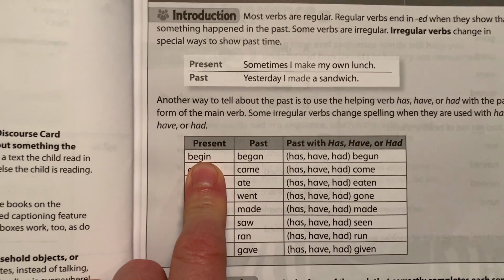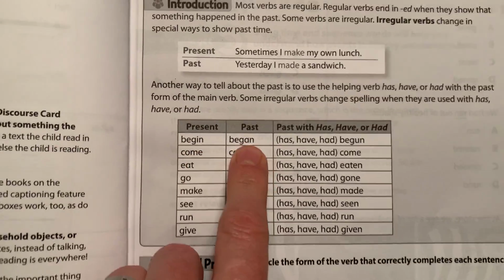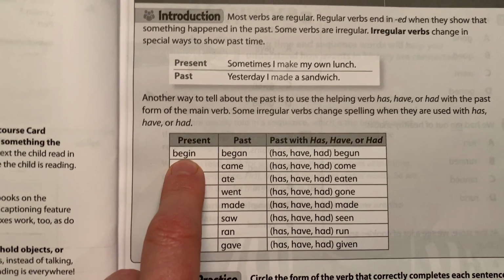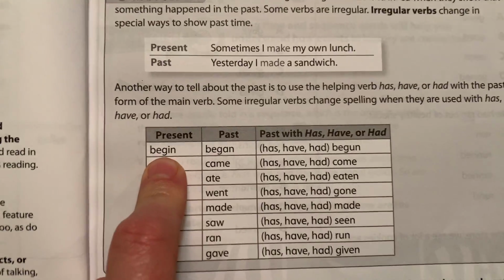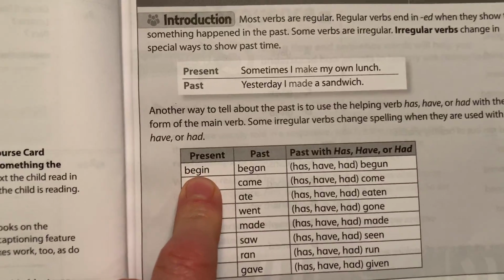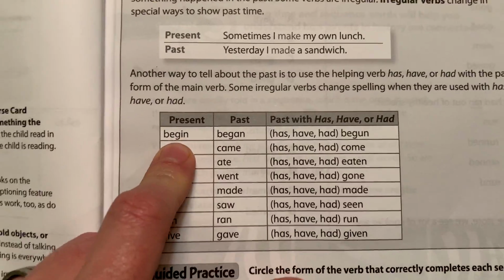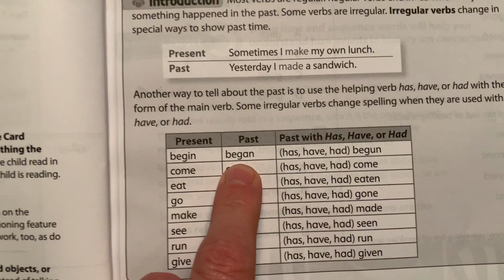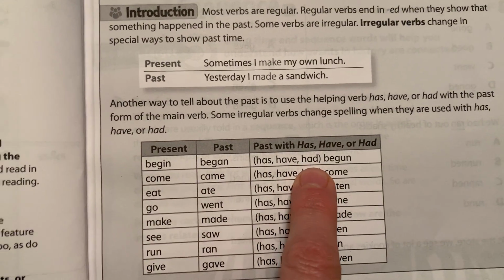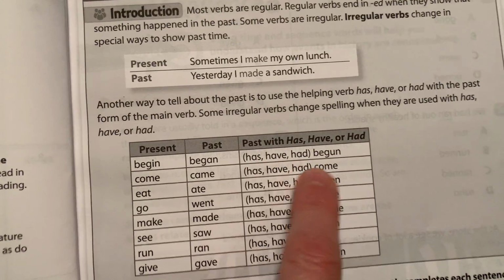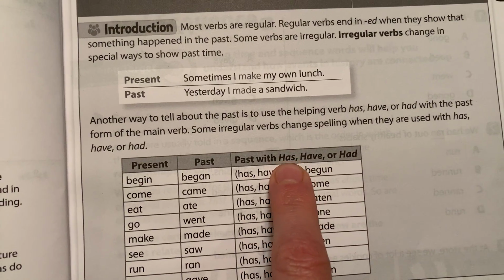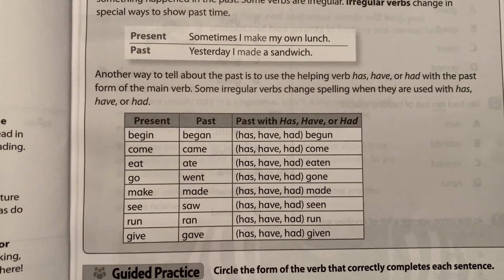So for example, I'll just read through the entire list. The present tense word begin in the past would say began. So she is to begin her assignment, or begin your work now. She began her work at 5 o'clock. And then he has begun. So you can see the word actually changes when you add those helping verbs have, has, or had.